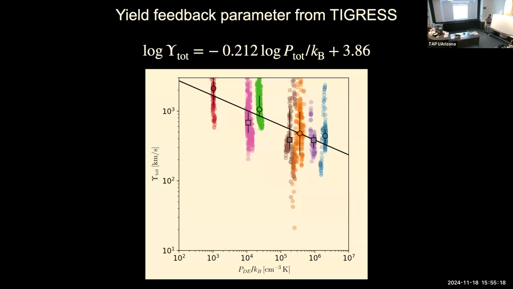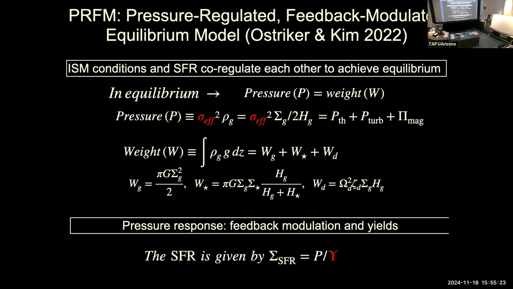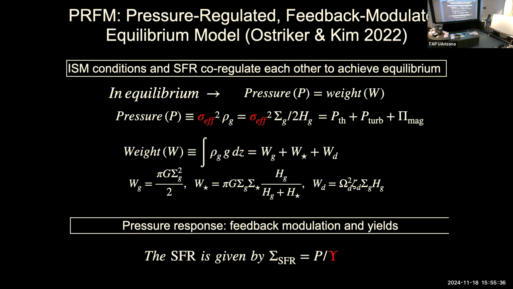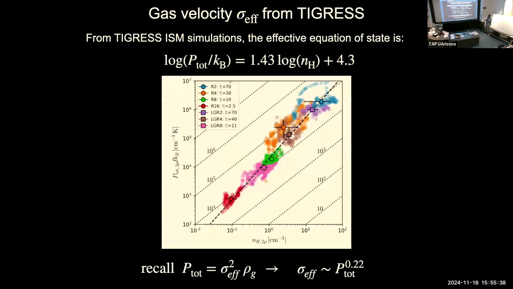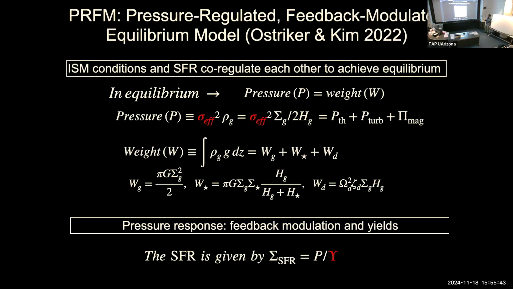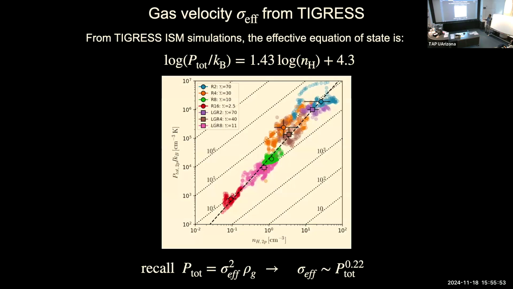So as soon as you have the pressure, you can get the sigma effective. So that's the flow, right? Once you have the pressure, you can get the sigma effective. Once you have the sigma effective, you can find the gas height. And once you know that, you can also compute the epsilon here, and then you can calculate the star formation. So it's a loop together, and it's a very easy loop. The only thing that's missing is that you need to know how to calculate the pressure, and then you can use these recipes to do this.